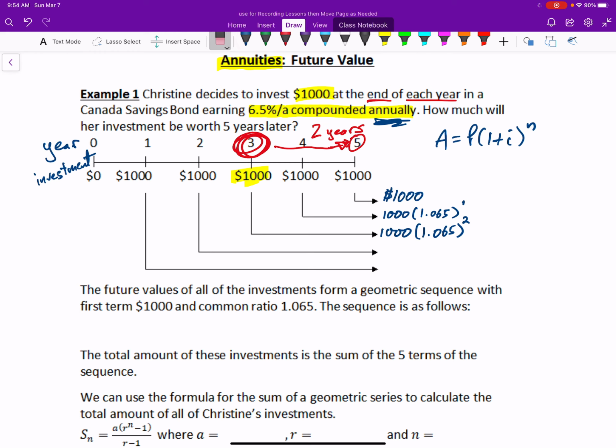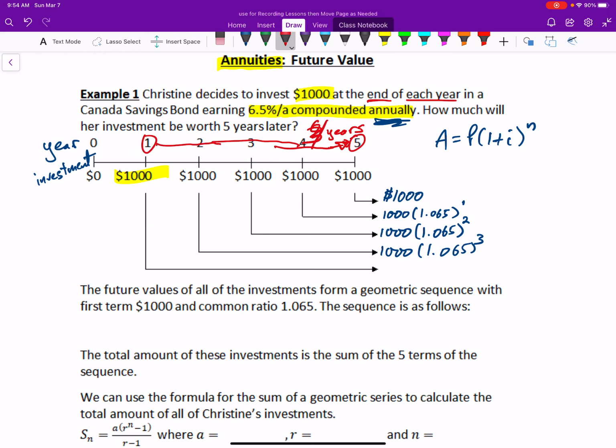And so you can start to see a pattern forming, right? The next one back would have 3 years to grow. And so it's going to be $1,000 times 1.065 to the exponent 3. And then the next one's going to be $1,000. This one here will have 4 years to grow.